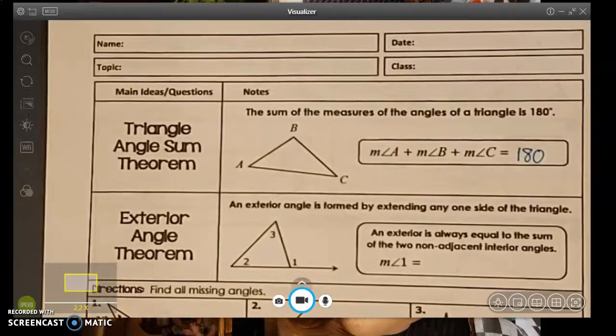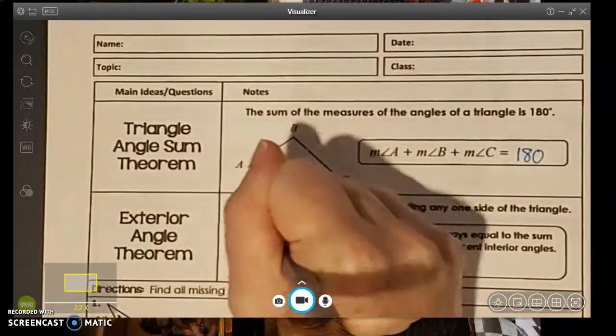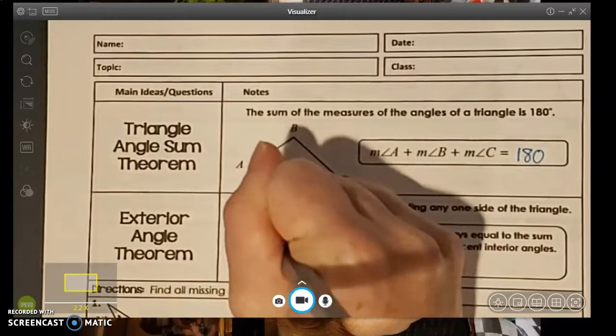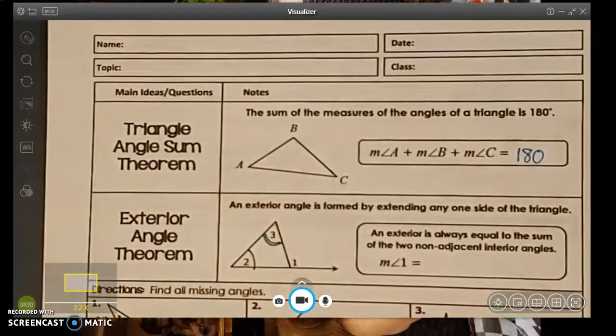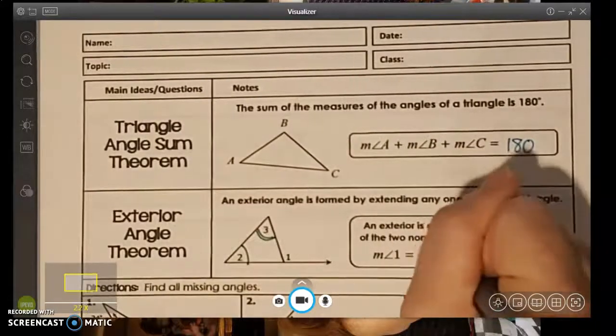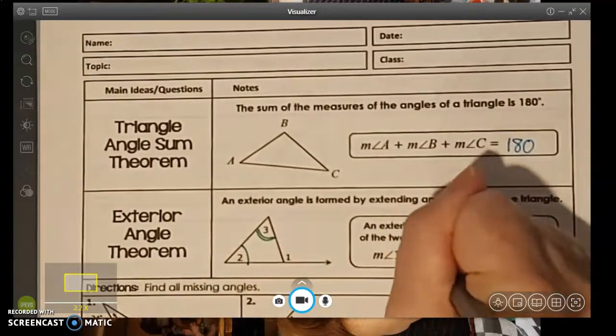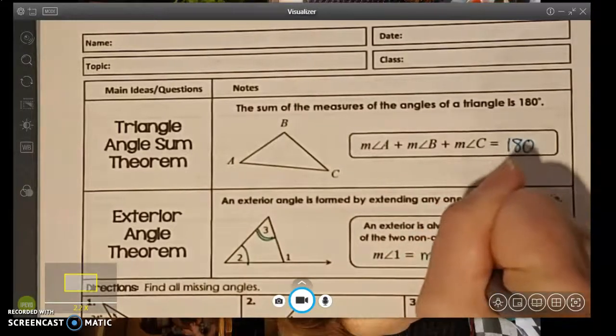Okay, the exterior angle theorem states that an exterior angle formed by extending any one side of the triangle is equal to the sum of the two non-adjacent angles. So the two angles that it's not touching, right here, angle 2 and angle 3, if you add those two together, you'll get the measure of angle 1. So the measure of angle 1 is equal to the measure of angle 2 plus the measure of angle 3.